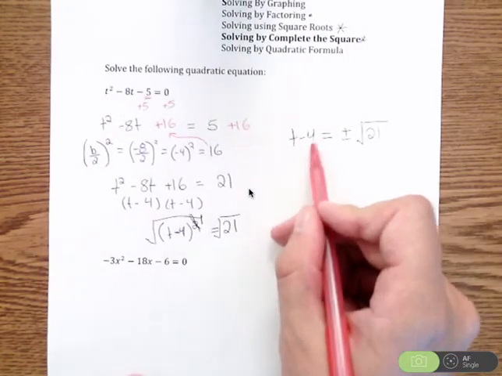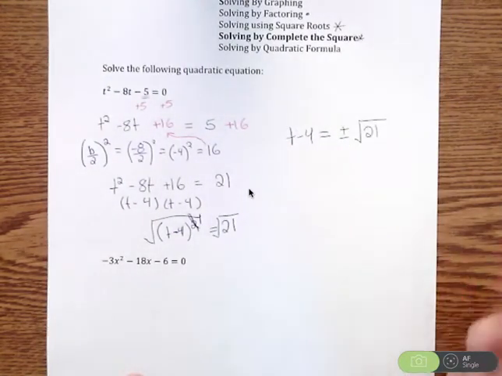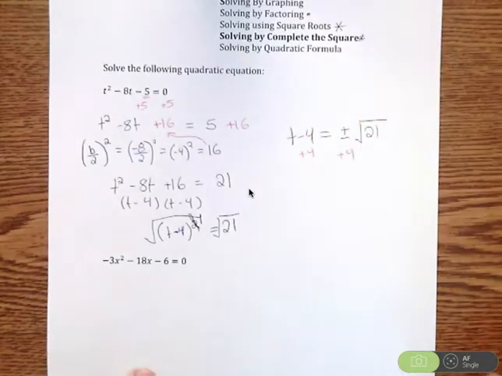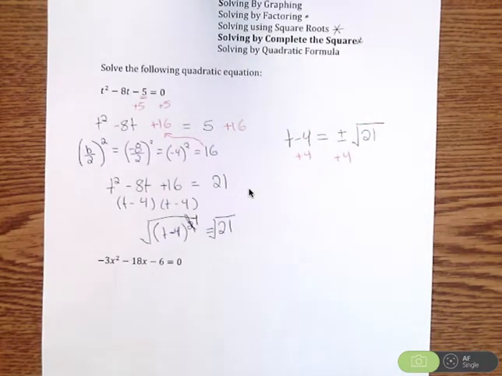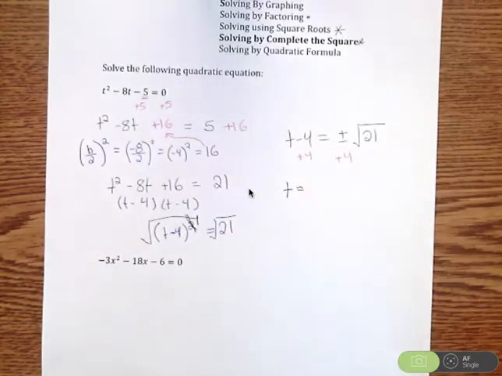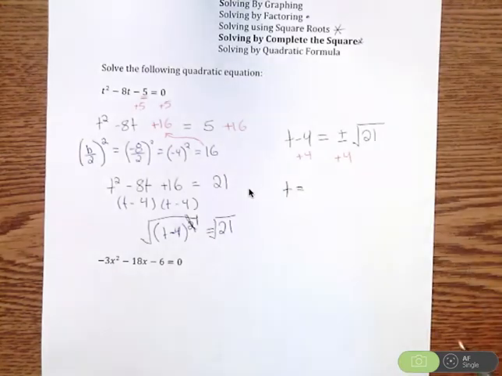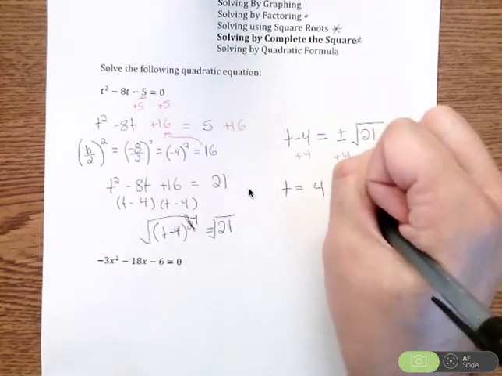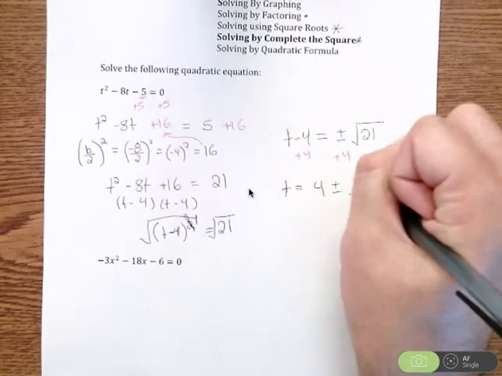The next step, I just need to get my t all alone here. So I'm going to add 4 to both sides. So I'm left with t all by itself on the left side, and that's what we want. We want to get our variable isolated. On the other side, I have this positive 4 plus and minus square root of 21.